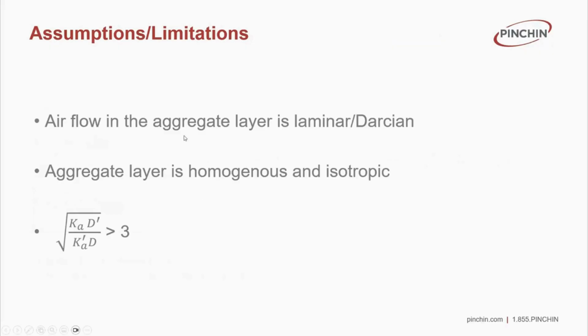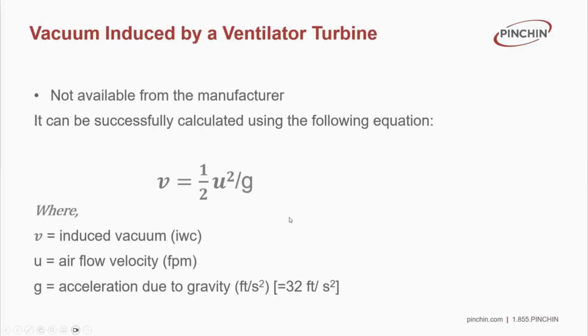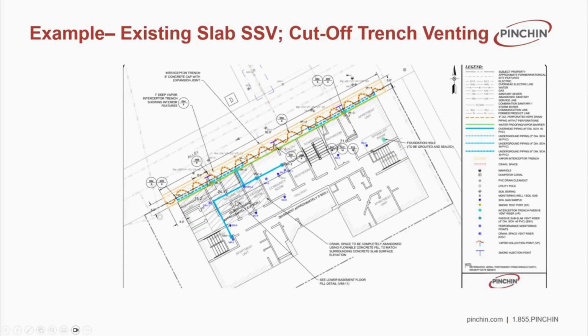The following assumptions are used in this model: airflow in the aggregate layer is laminar and Darcian, the aggregate layer is homogeneous and isotropic, and a certain quantity cannot exceed the value of 3. Now we can come up with the vacuum induced by a ventilator turbine using a simple equation, and then apply both.